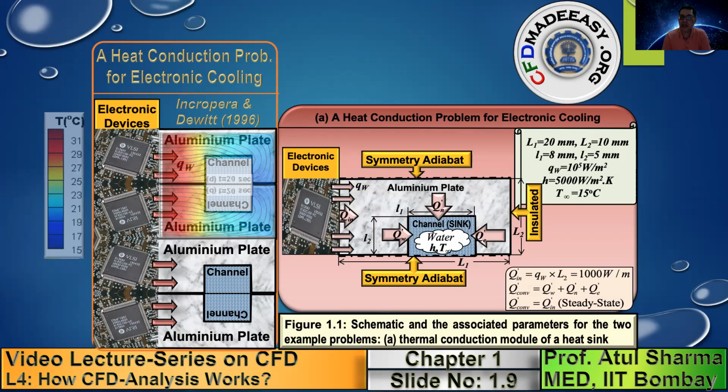Slowly, as time progresses, the amount of heat taken by the water in the channel increases, and it reaches a steady state when all the heat entering this aluminum plate is taken by the water in the channel. Then we reach a situation where the storage of internal energy becomes zero and there is no change in temperature, which will be shown in the next slide.